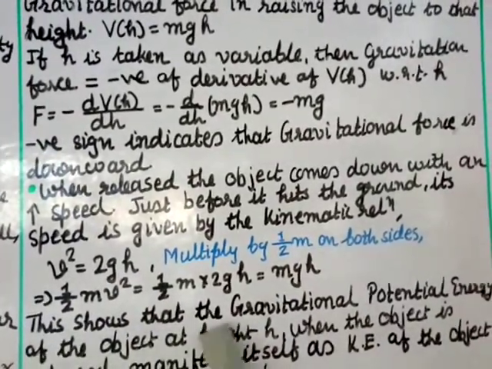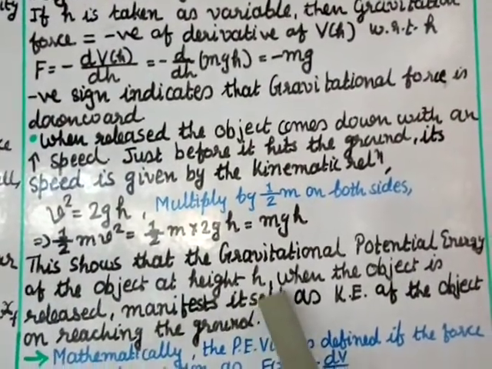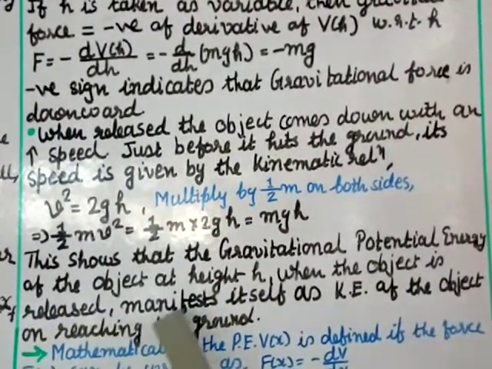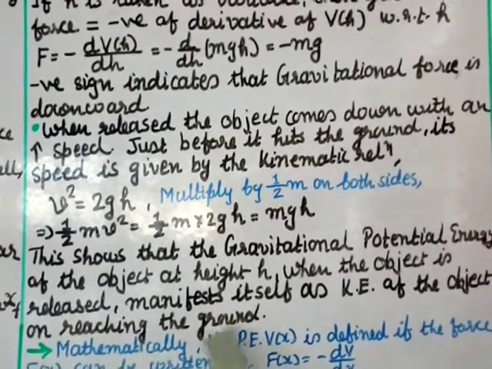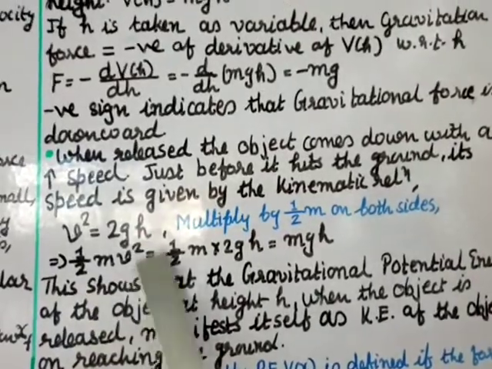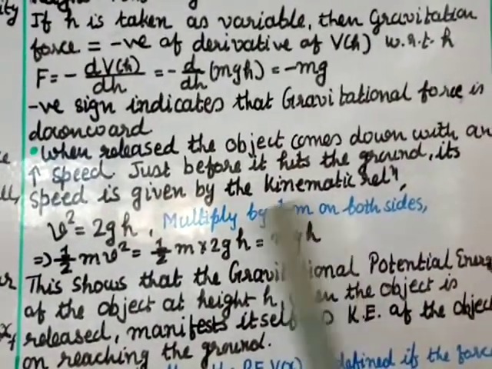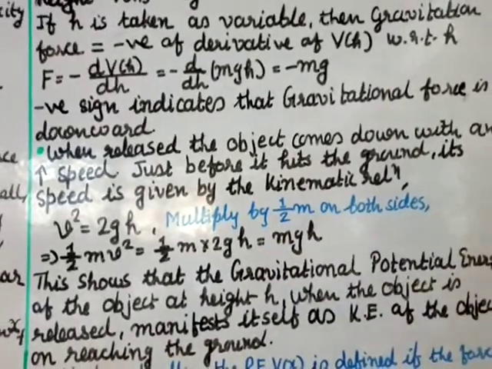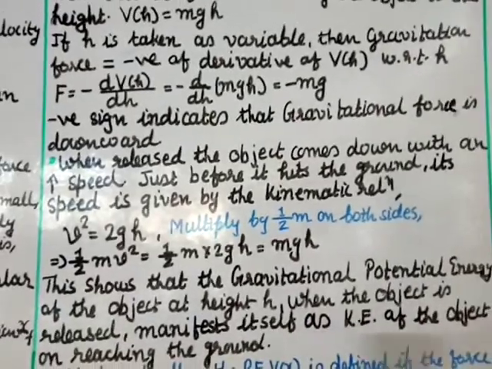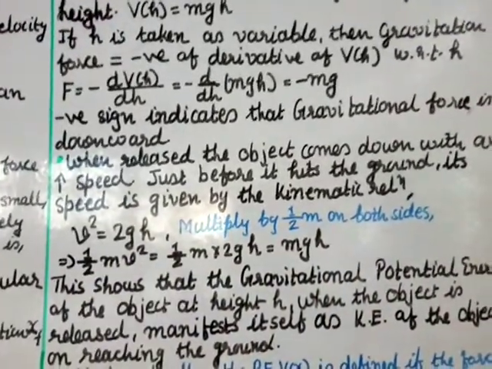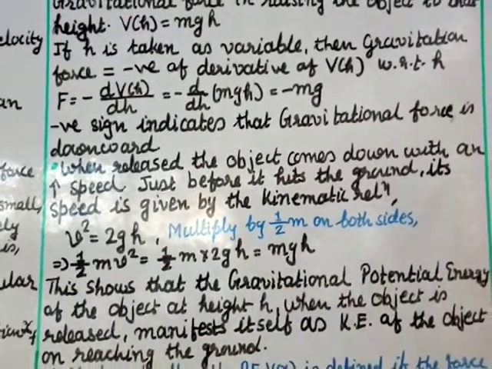This shows that the gravitational potential energy of the object at height h, when the object is released, manifests itself as kinetic energy of the object on reaching the ground. So we can say that the potential energy of the object when you are releasing it is manifested into the kinetic energy of that object, because when you are releasing it, it has got a speed and it moves with kinetic energy. So 1/2 mv square equals mgh.